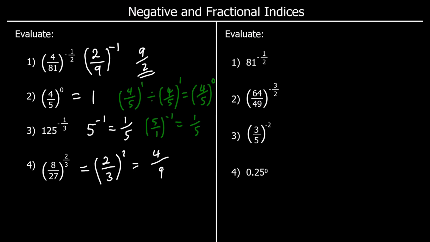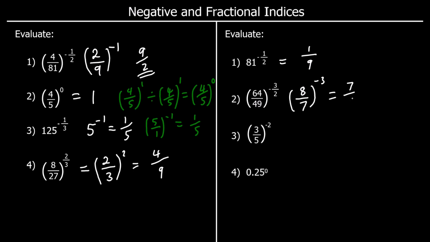Question 1, 81 to the power of minus a half. So it's a square root and flip. That will be 1/9. 64 over 49 to the power of minus 3 over 2. So we're square rooting, cubing, and flipping. So square root is going to be 8/7. And then we've got minus 3. So what's 8 over 7 cubed?